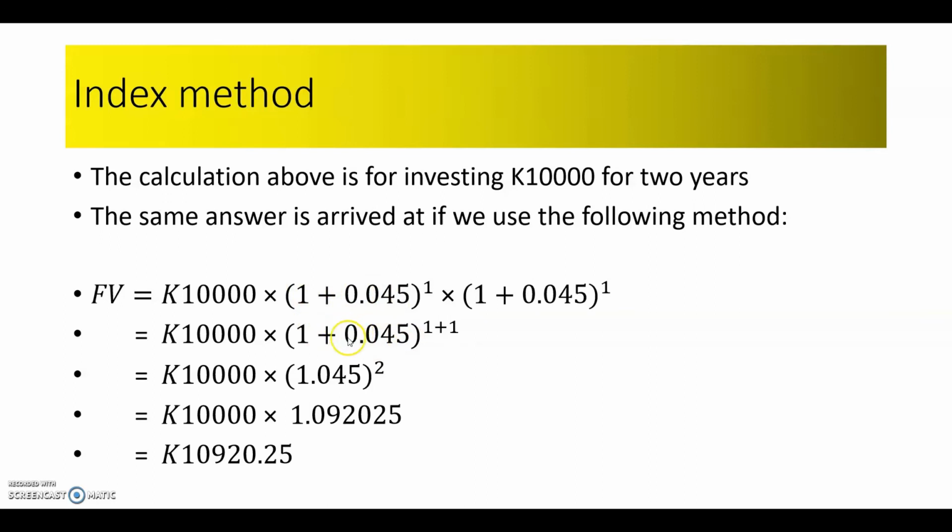So you're going to have 10,000 kwacha times what is in the brackets, and then 1 plus 1, so it's going to be raised to the power 2. When you raise that to the power 2, you're going to have 1.092025. That, of course, has to be multiplied by 10,000, which gives you 10,920.25, just like in the first instance.